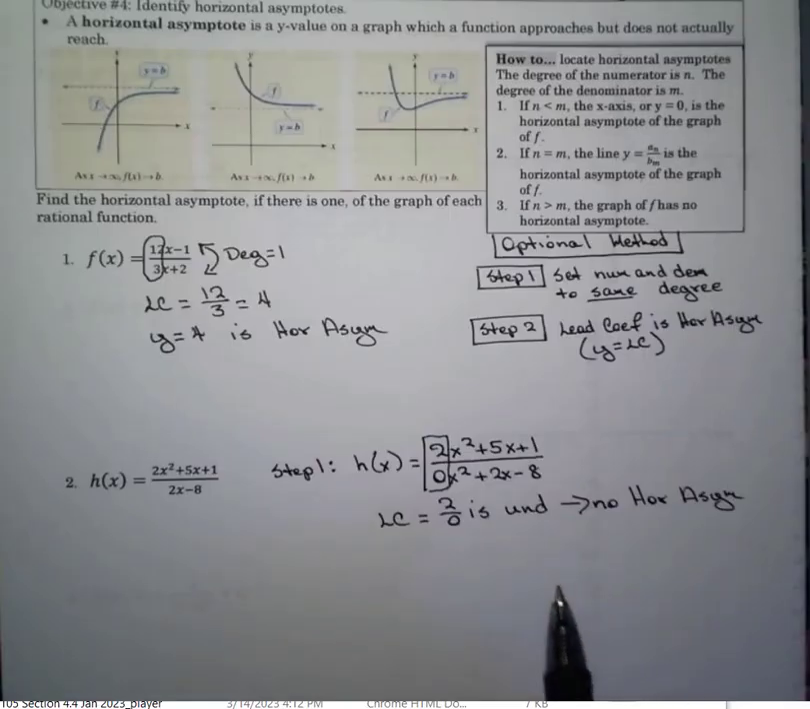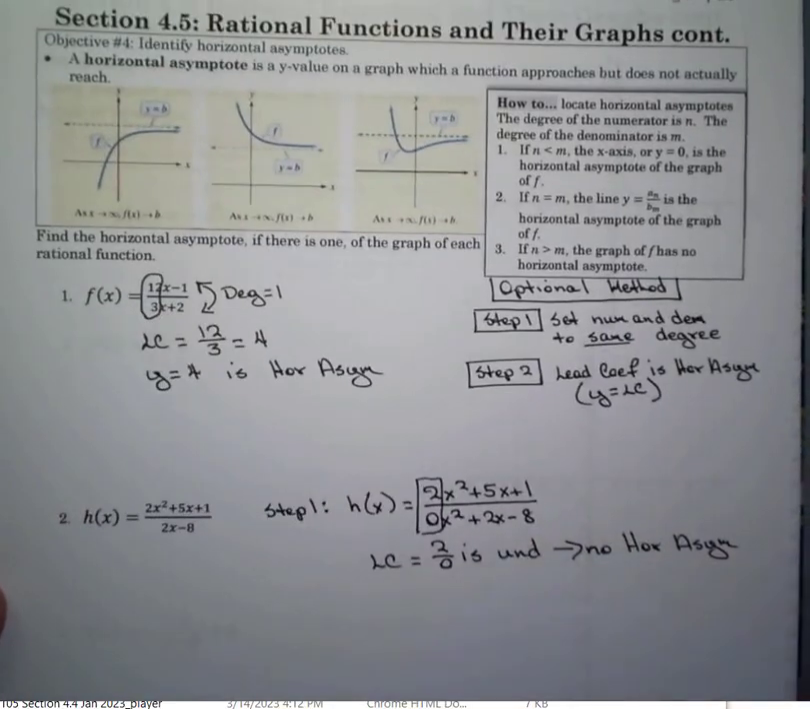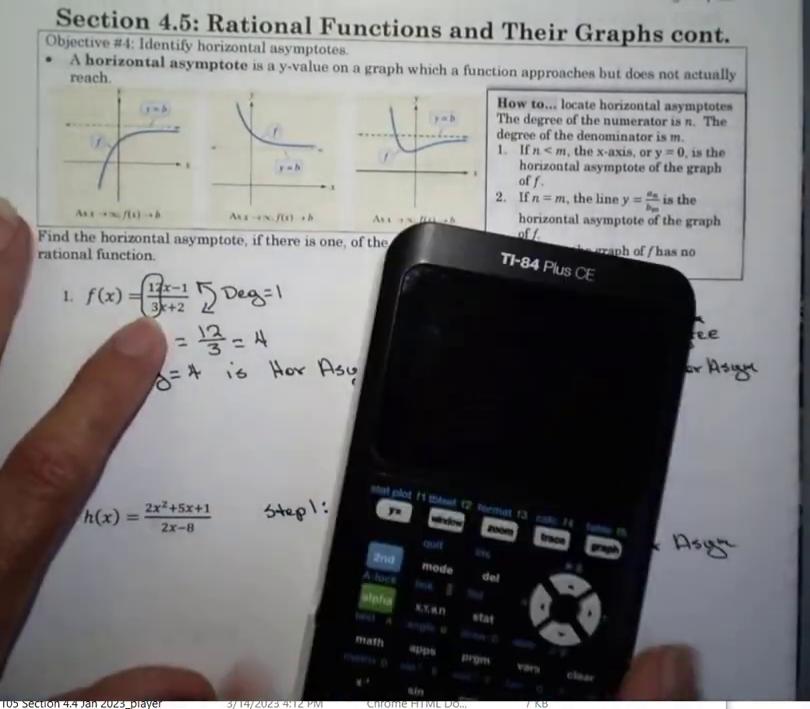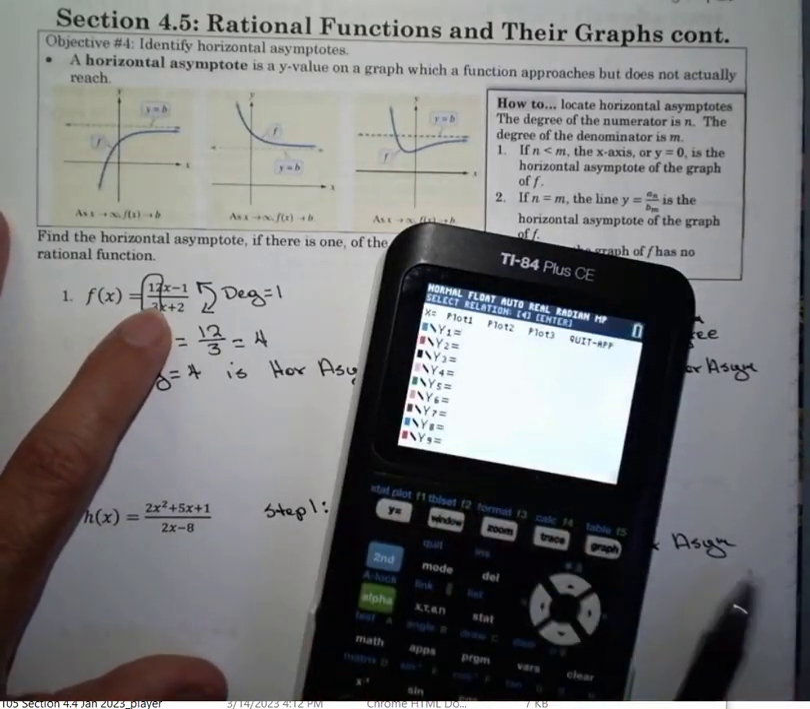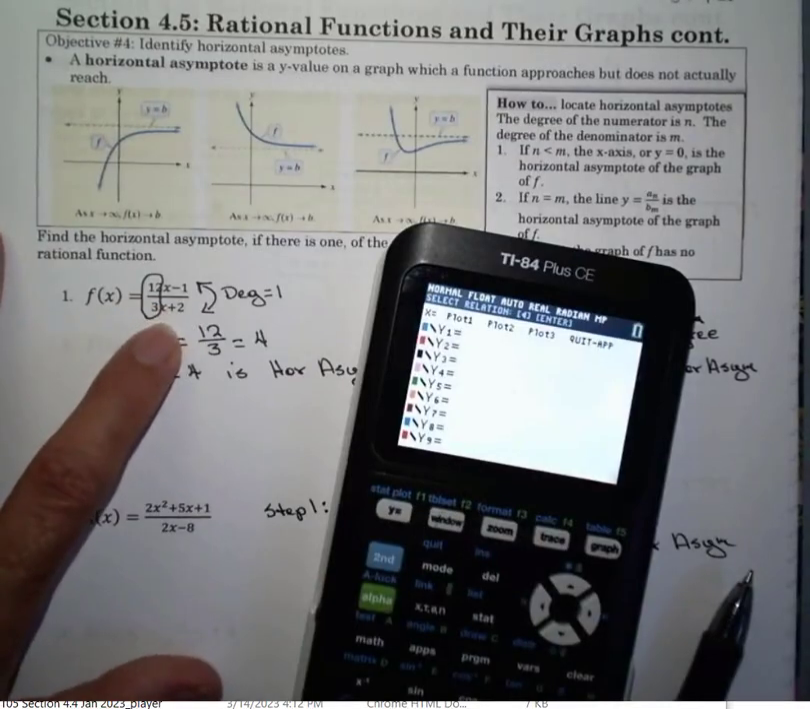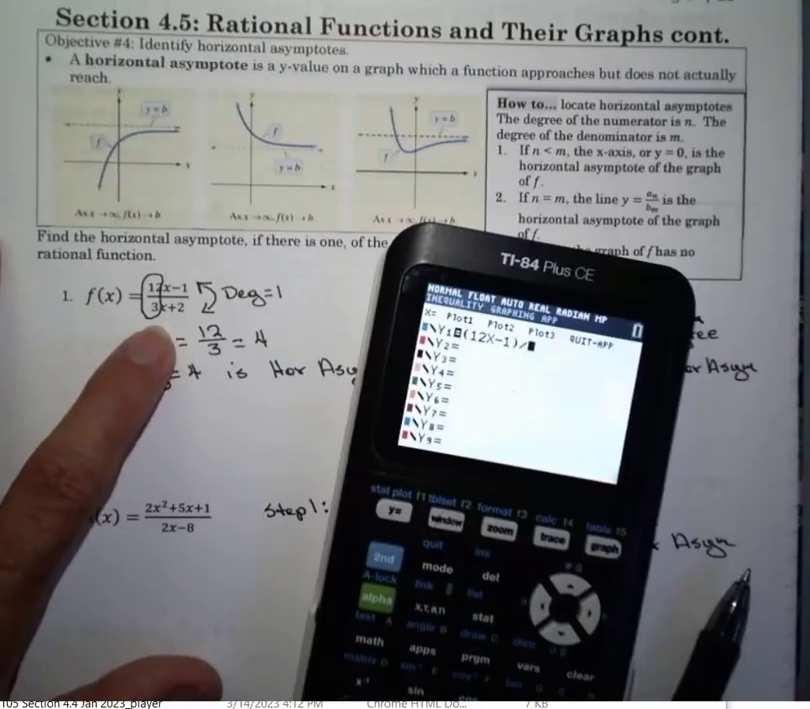Now let's take a look at these real quick on the TI-84 calculator to see if it agrees with what we've got. To enter these, I'm going to go to y equals, and I'm going to put parentheses around both my numerator and my denominator. I'm going to say 12x minus 1 and close it, and then divided by the denominator, which is in parentheses also, 3x plus 2.